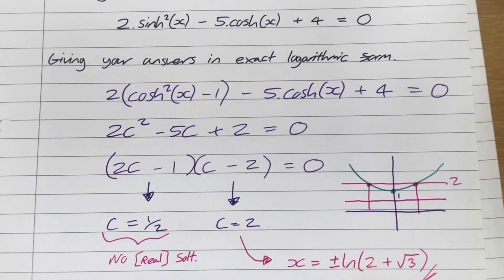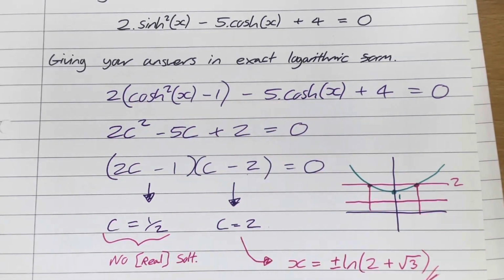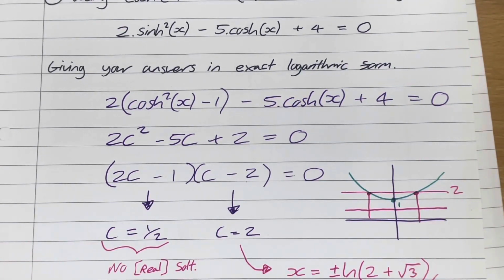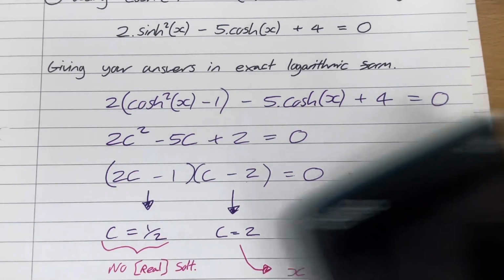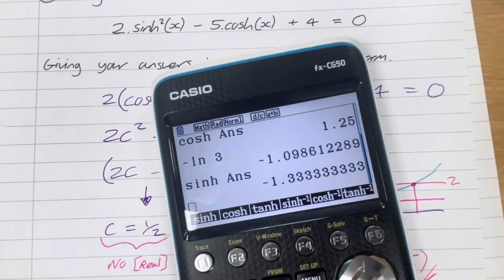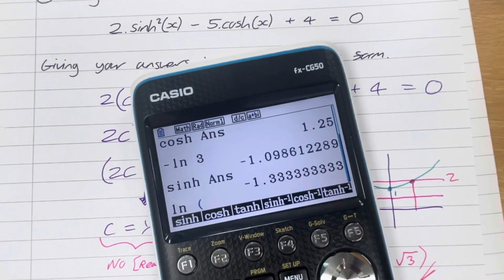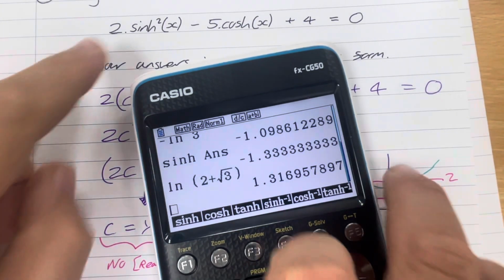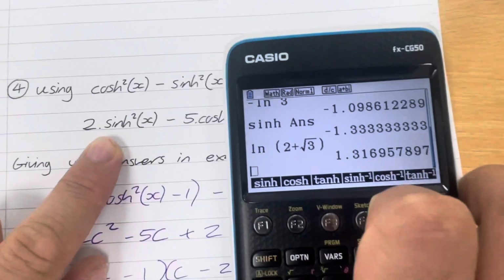So those are the only 2 solutions to this quadratic equation. Okay. All right. Again, you can check those. I'm just going to run one of them through the calculator. So the natural log of 2 plus the square root of 3. And I'm going to run it through the original equation.